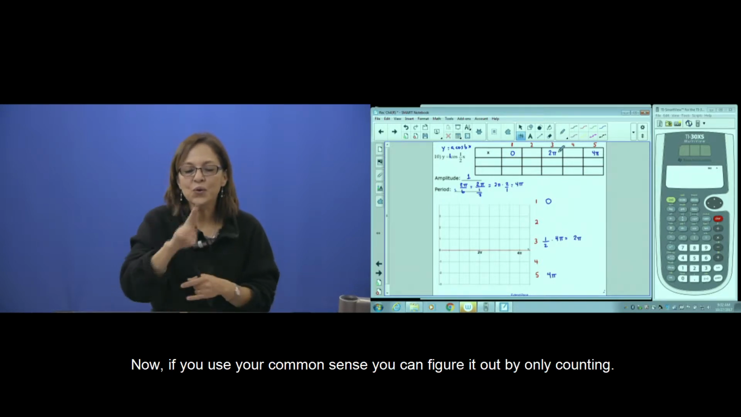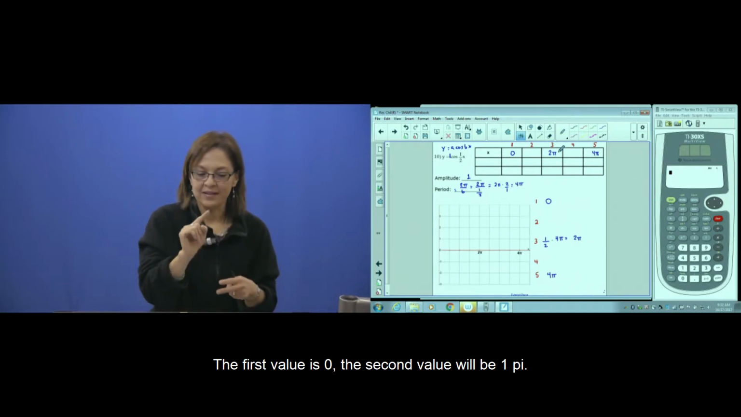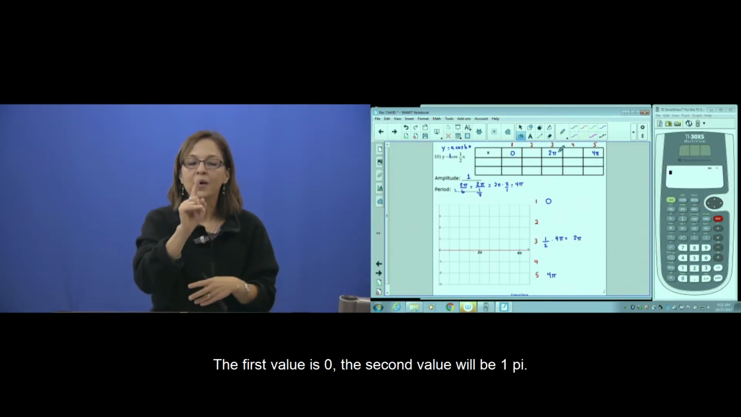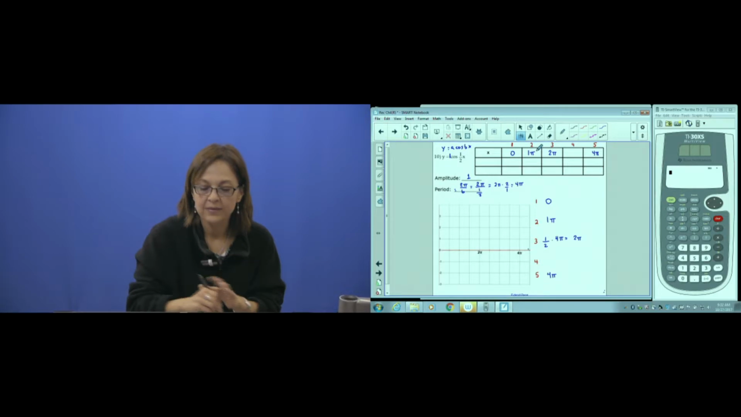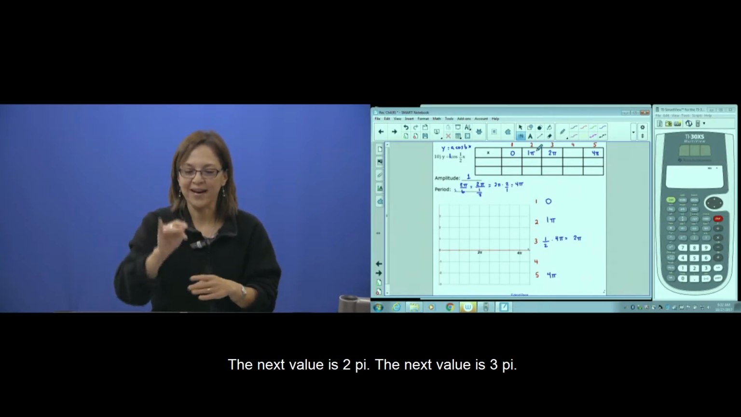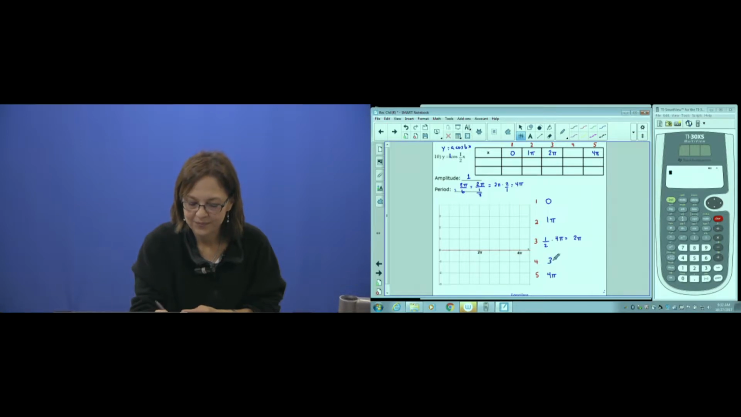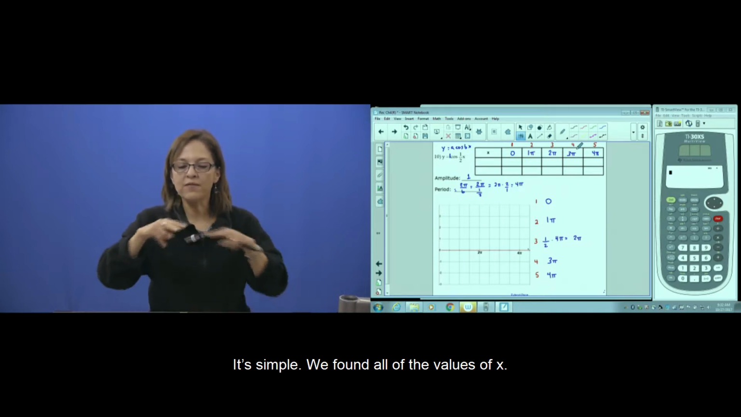Now, if you use your common sense, you can only count. The first value is 0. The second value will be 1 pi. The next 2 pi. The next is 3 pi. Simple. We found all the values of x.